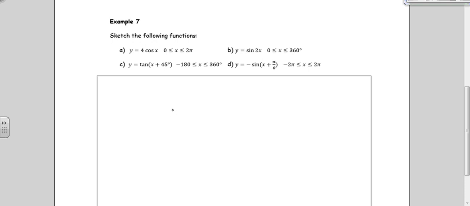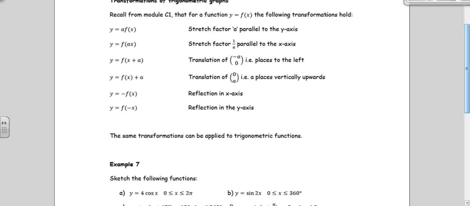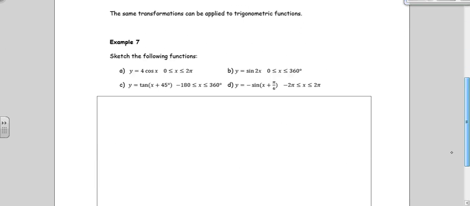C2, Trigonometry, Section 1, Example 7. So here we're asked to sketch graphs of the following functions. The first one is y equals 4 cos x. And we can tell from above here, we have this f of x going on. So that means that we have a stretch scale factor a in the y direction.